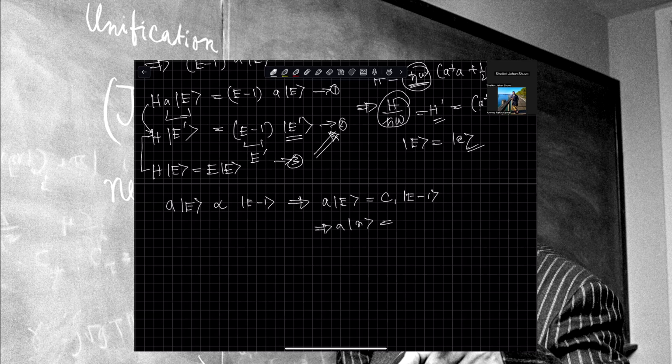H by h cut omega equals H prime, and most of the books use this convention as well. So from now on, let's switch the notation again. Instead of E, just write N. So this is N minus 1. Similarly, you can show, starting from this expression, that A dagger of N equals some C2, N plus 1.